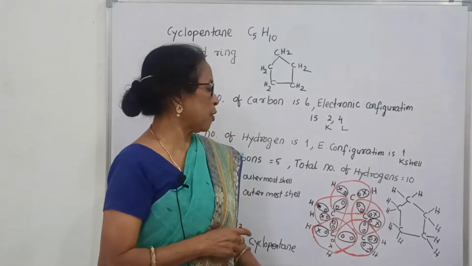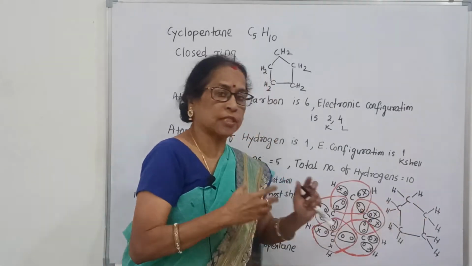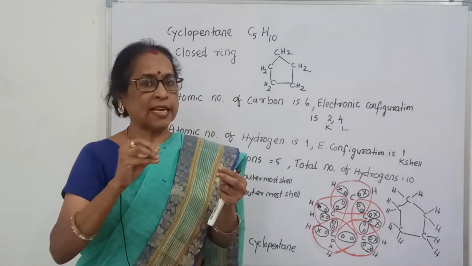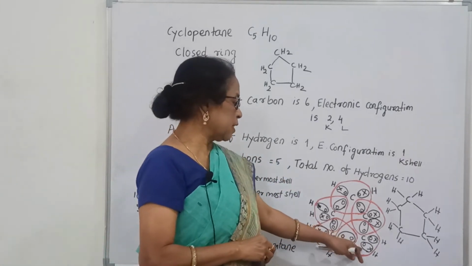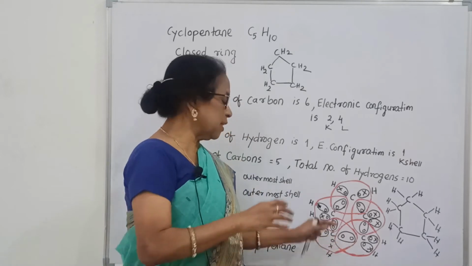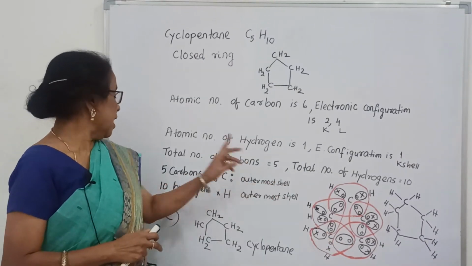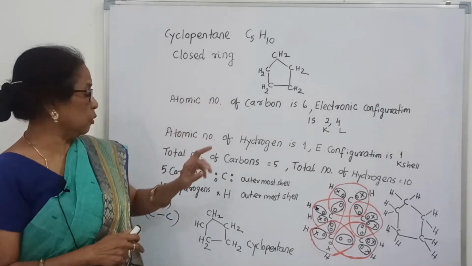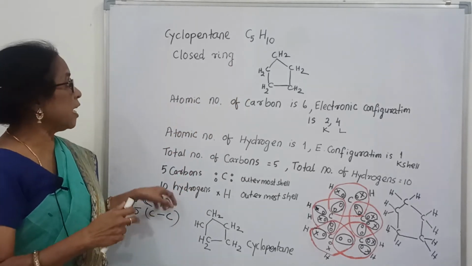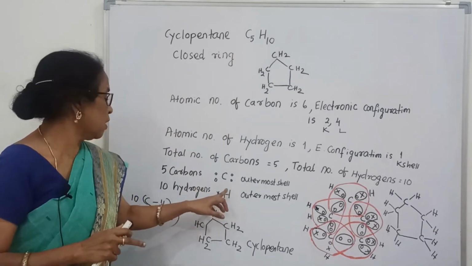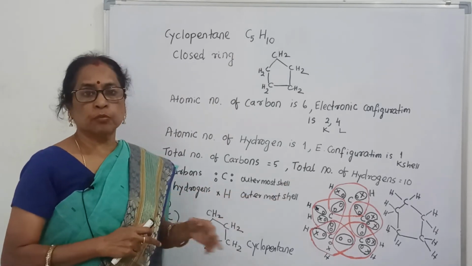So I put this one. And similarly here also same. Similarly, you can put everywhere when CH is there, you put there is a pair of electrons sharing. When carbon has 4 electrons in outermost shell, here 5 carbons are used. So here also 10 hydrogens are there. Each hydrogen has 1 electron in outermost shell.